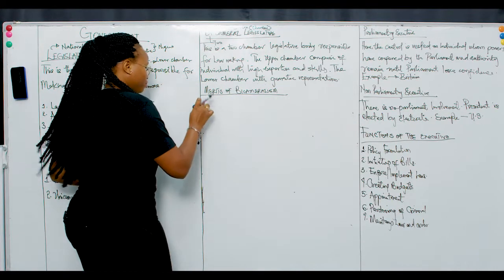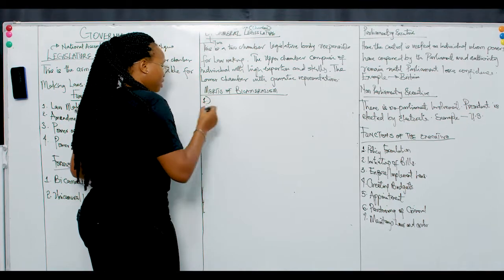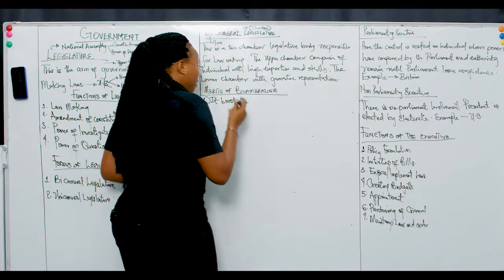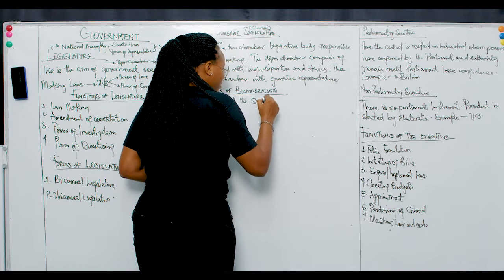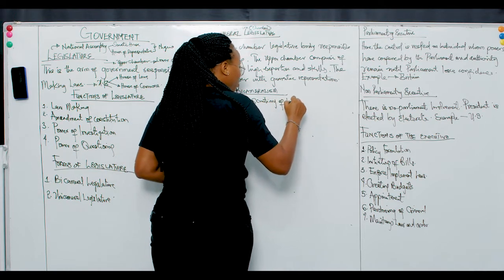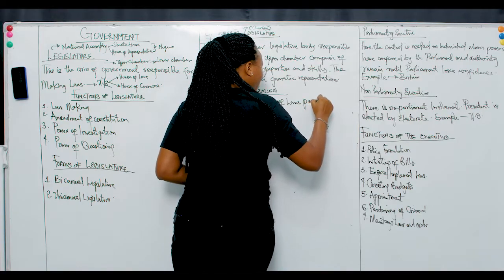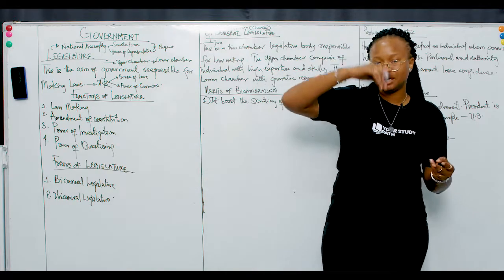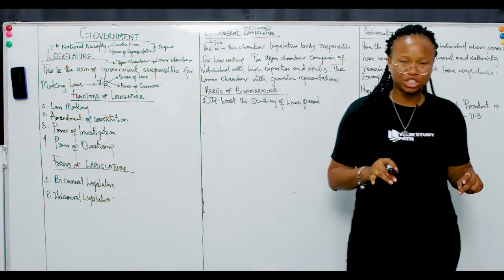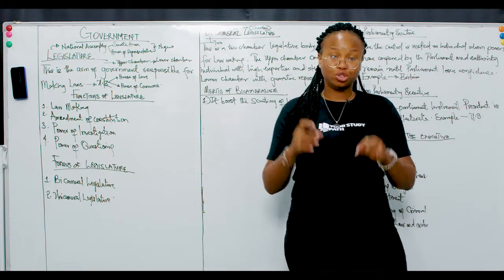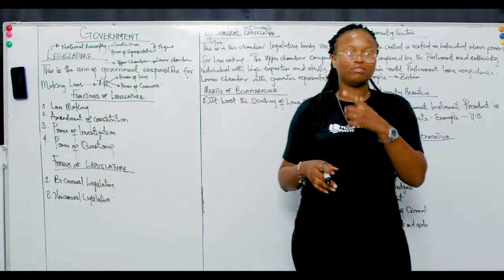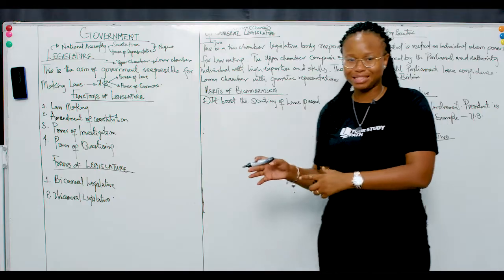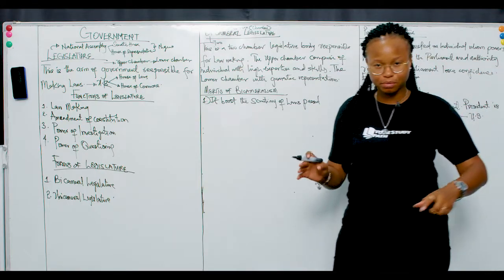Number one, it boosts the scrutiny of laws passed. Where there are two chambers, in which the laws first go through the lower chamber and then eventually get to the higher chamber, it means that you are rest assured that sufficient scrutiny has been done on those laws passed, and the quality of laws passed will be very rich, such that it does not oppress any party, and neither does it give advantage to any party.